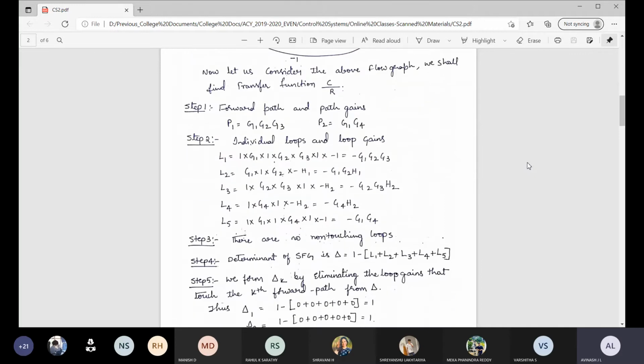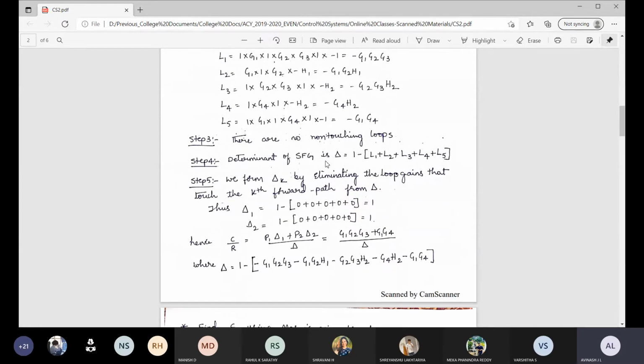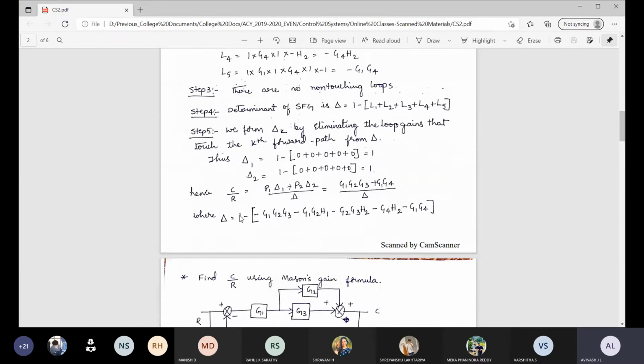So we can do it. And there are no non-touching loops. So later we can find the determinant delta value. And step 5, here we form delta k by eliminating the loop gains that touch the kth forward path. So that is how the delta 1 and delta 2 values we can find out. So once you find all these things, we can find out C by R.